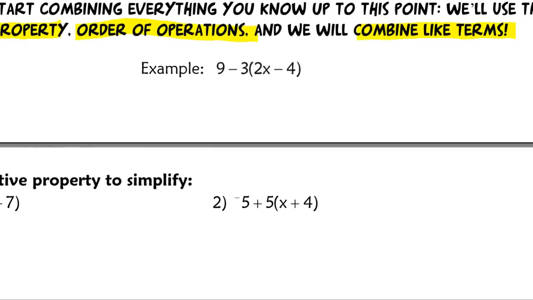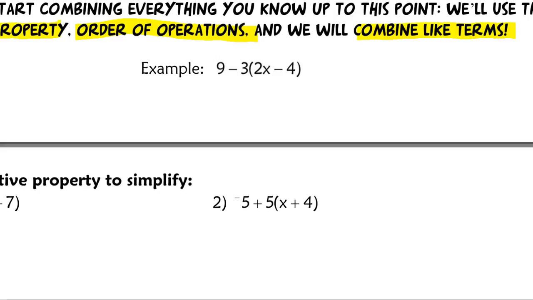So when we look at this problem, we've got a set of parentheses, so we know for sure we're going to have to distribute, and we're going to distribute a -3. Now some people will use order of operations wrong here. They're going to try to subtract 9 minus 3 first and rewrite this as 6, but that would be incorrect because we know that we always have to multiply before we can subtract, okay? So we have to follow those order of operations.